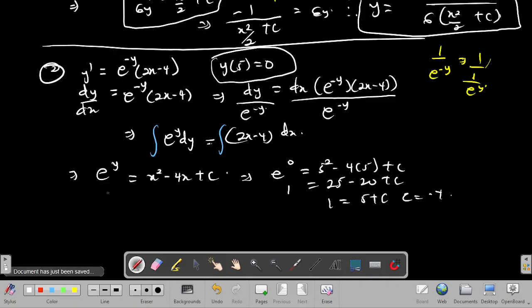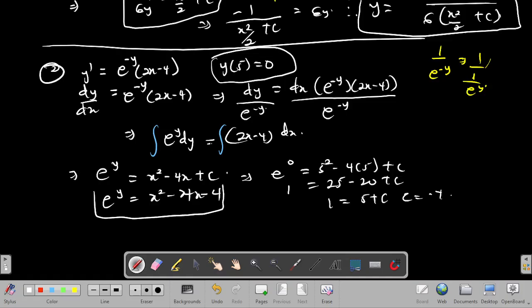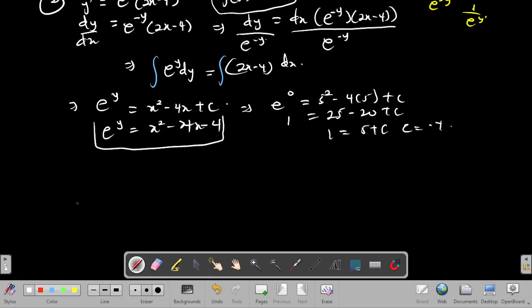Therefore, my particular solution becomes e to the power y is equal to x squared minus 4x minus 4. And that is the solution to this differential equation. This is the implicit solution because we have not made y the subject. To write the explicit solution, you have to take ln on both sides.